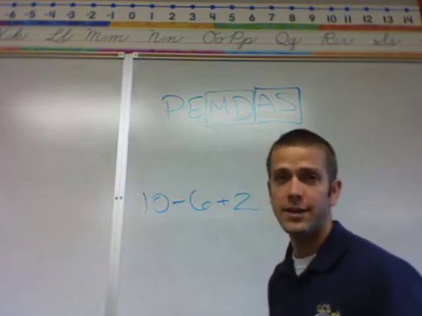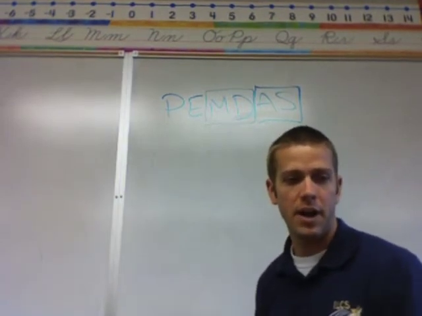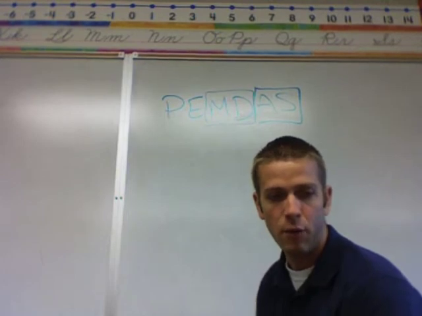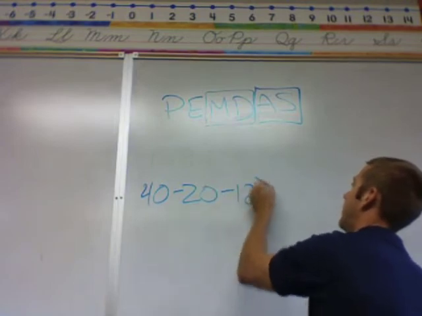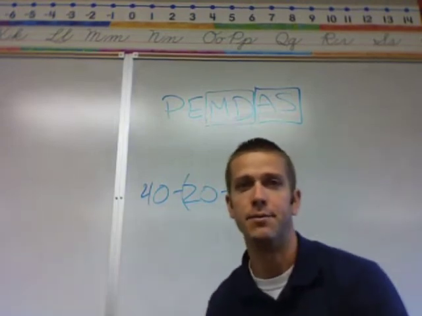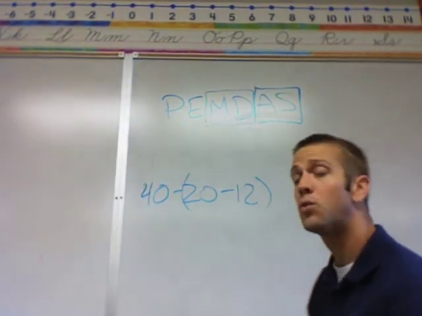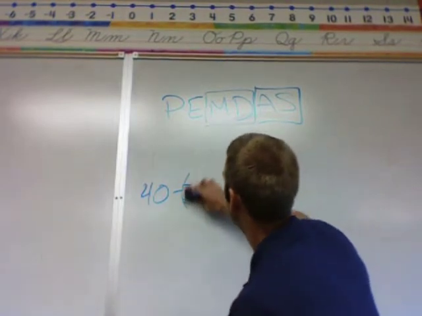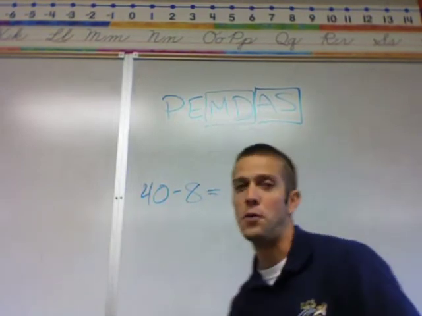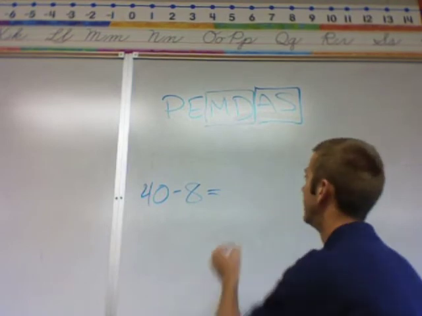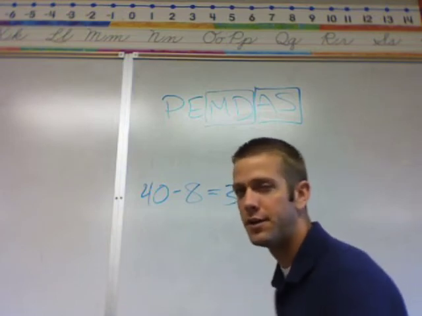Okay? Now let's take a look at some examples from your homework. From reteach number 7, let's start with number 2. 40 minus 20 minus 12, however, 20 minus 12 is in parentheses, right? Me first. Do the parentheses first. So 20 minus 12 is 8. We will change this to an 8. And now your new problem is 40 minus 8, which is 32. So you've finished one problem. Let's try one with division or multiplication now.